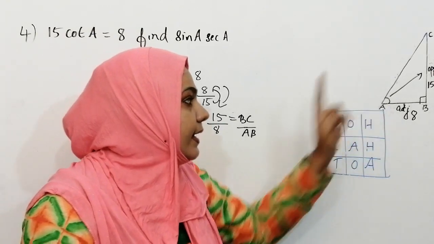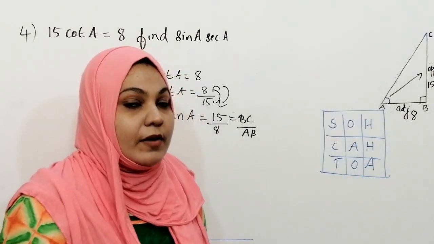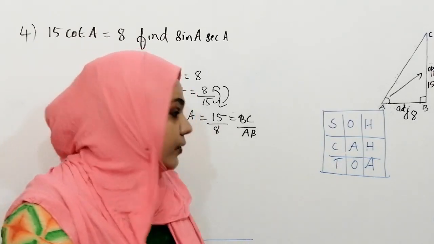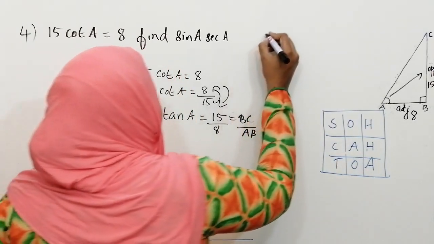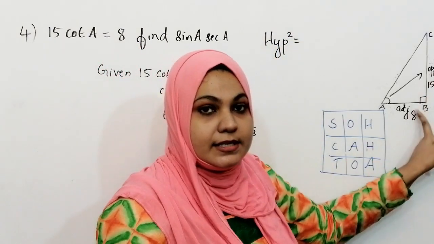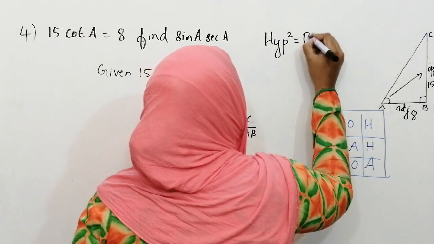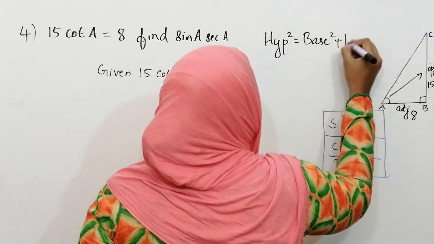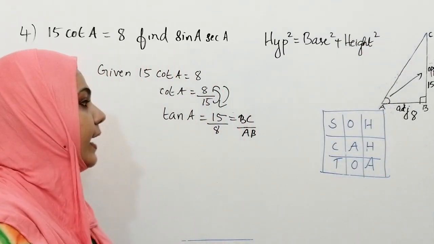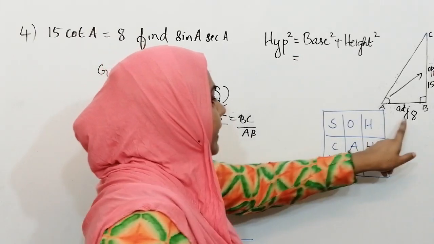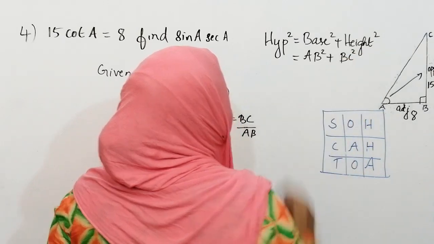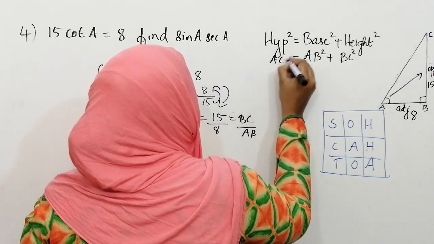So how can we find this side? What do we call this side? This side is the hypotenuse. So what is the formula for the hypotenuse? According to Pythagoras theorem, hypotenuse square is equal to the sum of the squares of base and height. So let's see what the hypotenuse square is. What is the base here? AB. AB square plus what is the height here? BC. So hypotenuse is AC square.